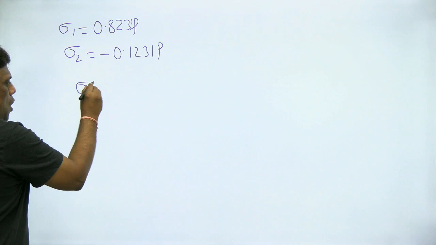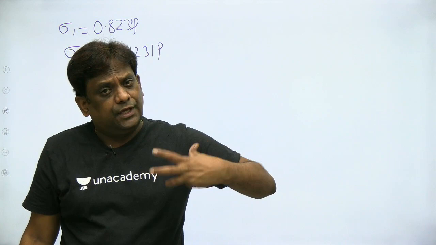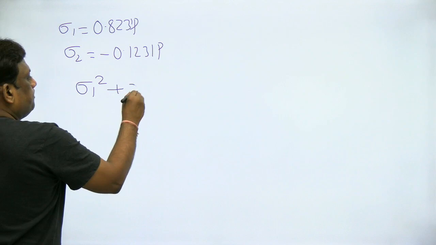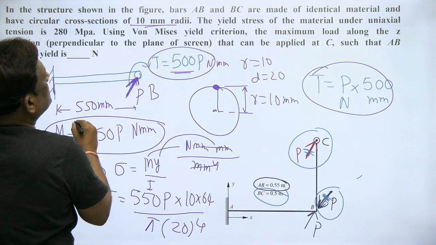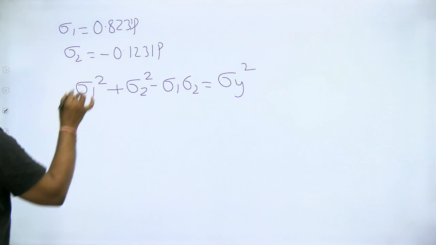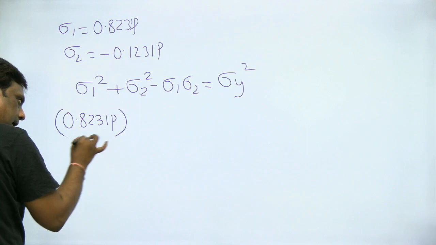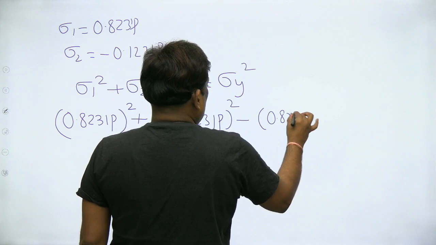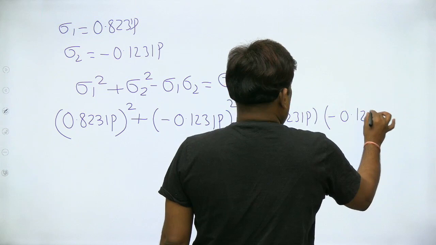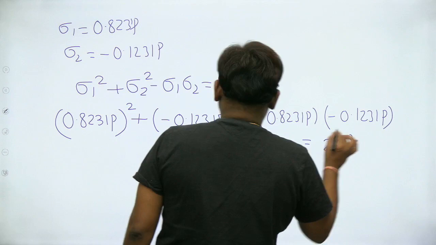We know according to distortional energy theory, and in my earlier videos on theories of failures, I have derived each and everything, sigma 1 square plus sigma 2 square minus sigma 1 sigma 2 is equal to sigma y square. What is the yield stress given? It is 280. So sigma 1 is 0.8231P whole square, plus sigma 2 minus 0.1231P whole square, minus sigma 1 into sigma 2, should be equal to sigma y, given as 280. Let me check again. Yeah, 280, no issues.